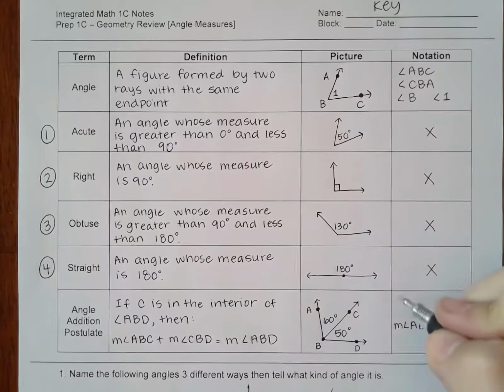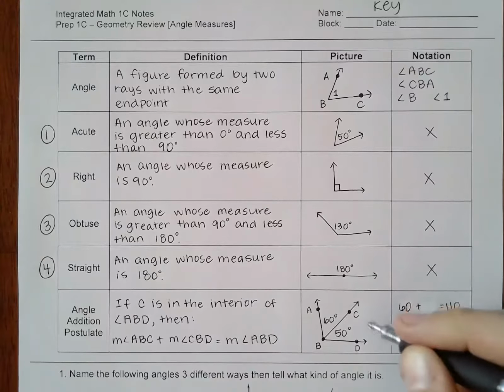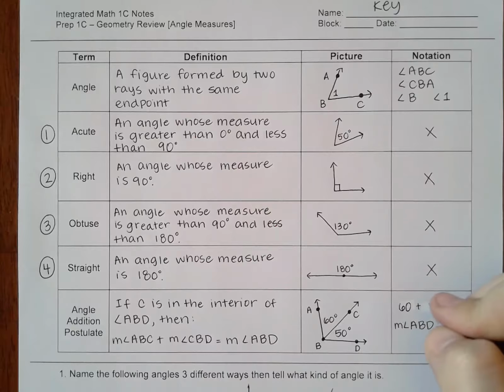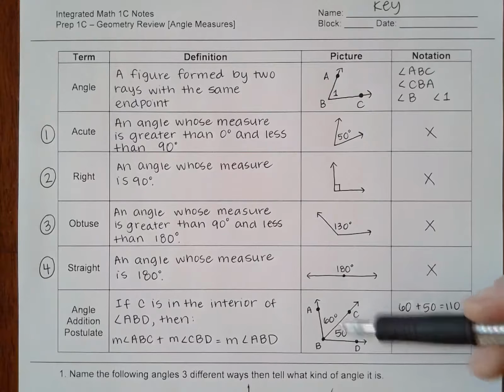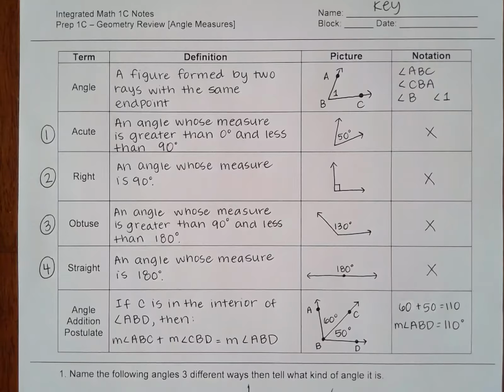But so if ABC was 60, and if CBD was 50, then this says that I can add up those two pieces, so 60 plus 50, and get 110. So if I know how big those two pieces are, I can figure out how big the whole thing is. And what I mentioned before is also true.